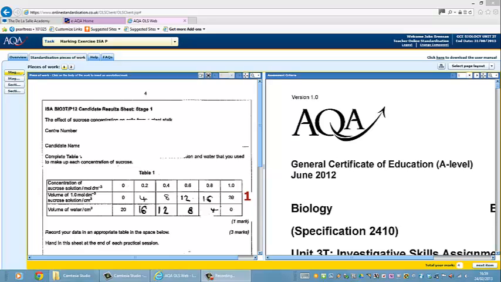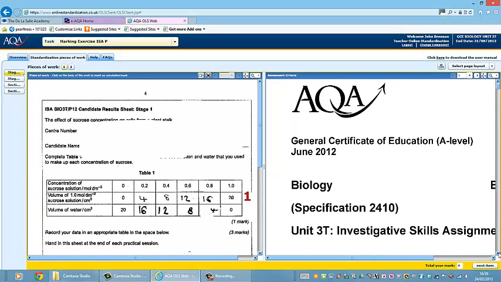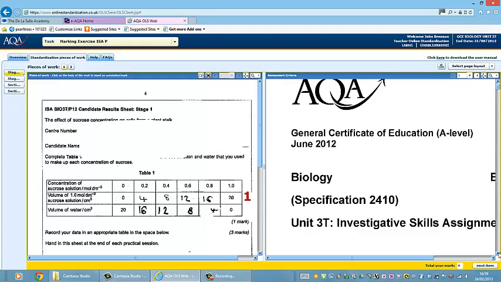We're going to be doing some work on the ISAs, the Investigative Skills assignments. That's going to be coming up for us soon. And I thought it would be useful to show you how these things are marked, how the mark schemes work, how the marks are awarded.